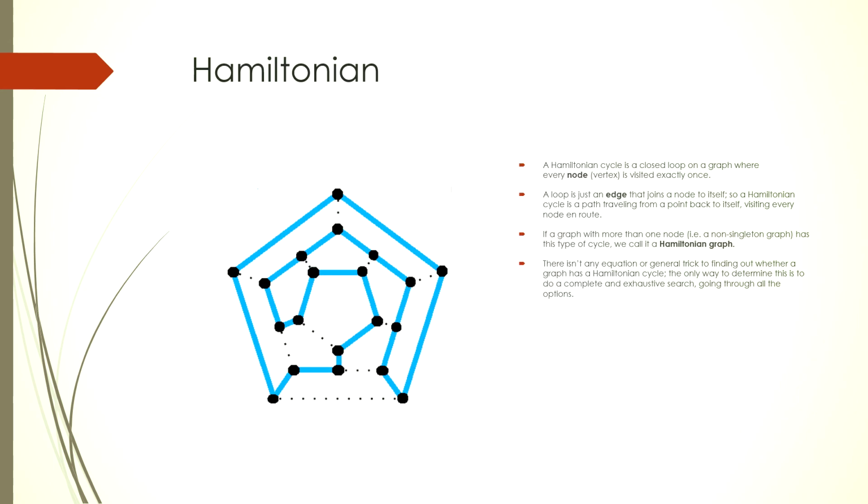Hamiltonian. A Hamiltonian cycle is a closed loop on a graph where every node is visited exactly once. A loop is just an edge that joins a node to itself. So a Hamiltonian cycle is a path traveling from a point back to itself, visiting every node en route. If a graph with more than one node, i.e. a non-singleton graph, has this type of cycle, we call it a Hamiltonian graph. There isn't any equation or general trick to finding out whether a graph has a Hamiltonian cycle. The only way to determine this is to do a complete and exhaustive search going through all the options.